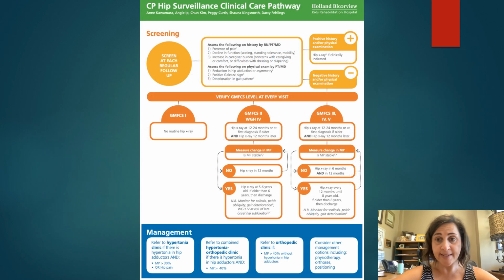As mentioned previously, children and youth with CP are at higher risk for their hip sliding out or being out of joint. The CP Hip Surveillance Clinical Care Pathway is an evidence-informed guideline used to support the early detection and management of hip problems. This pathway was put together by the Kids Rehabilitation Team at the Holland Bloorview Hospital in Toronto and gives a good guideline in terms of how to screen, how to verify the GMFCS level, and what management might be.